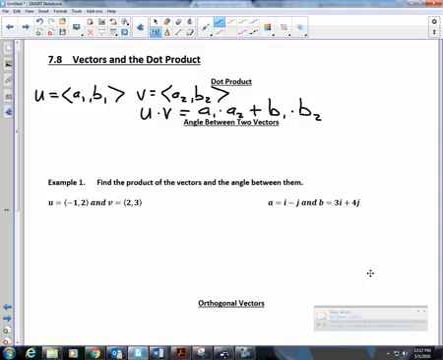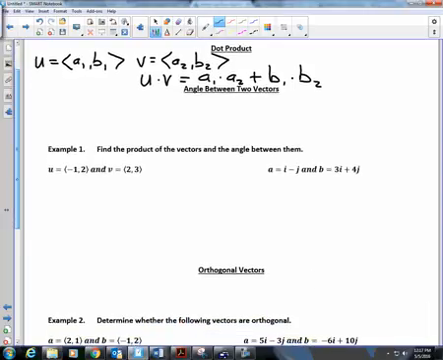I'm not going to show you exactly why that is the dot product. We don't have time. Generally, I show you where everything comes from, but it's so weird.